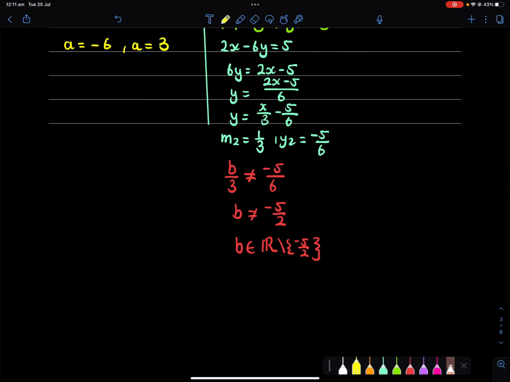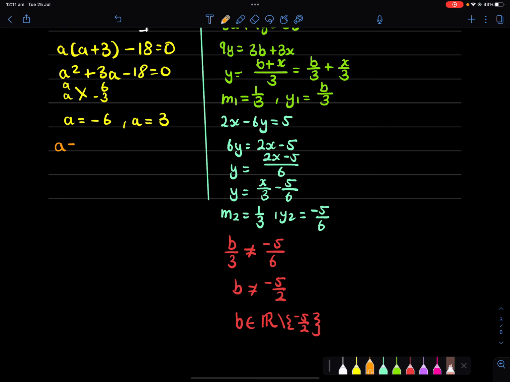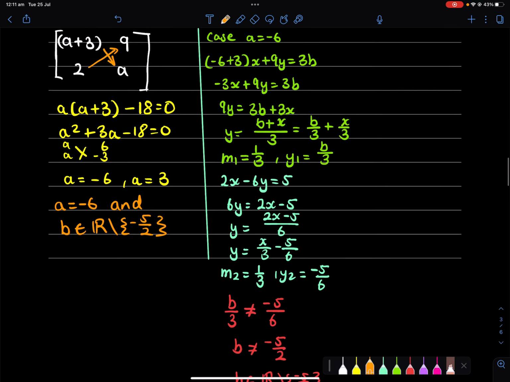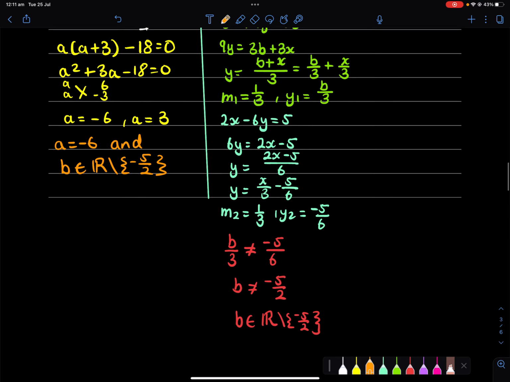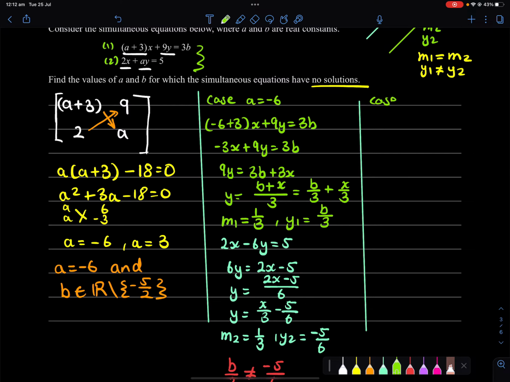So I'm going to write that solution over here. The first solution is a equals negative 6 and b is an element of all reals with the exception of negative 5 over 2. Okay, that's one. So we got an actual solution. Let's try now a equals 3. That's the other case we have to make sure to double check. All right. So this is the case where a is actually equal to 3.